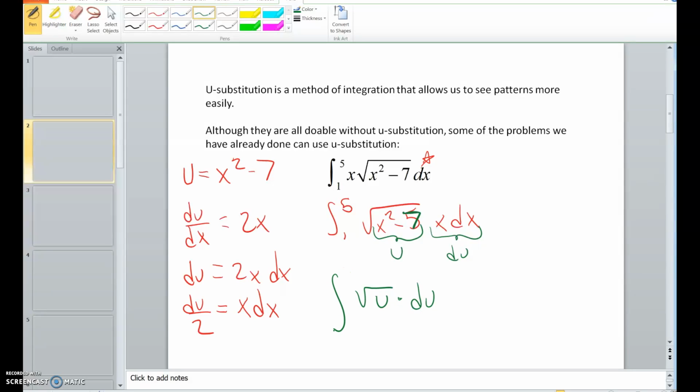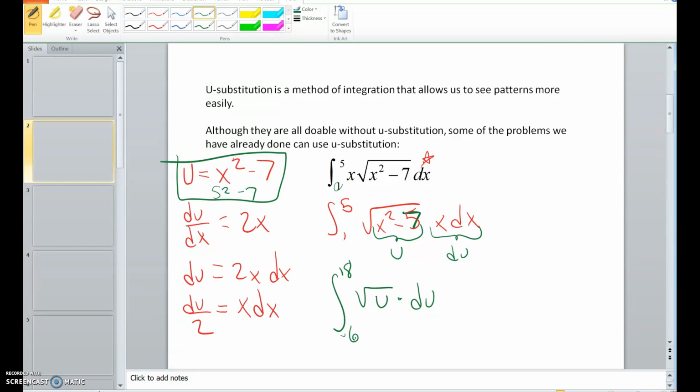When we change variables, we also have to change the bounds of integration. So this was 1 and 5. To figure out the new bounds of integration, you just plug the old bounds into the expression for u. So when I plug in 5, I get 5 squared minus 7, so the new upper bound is going to be 18. Then to figure out the lower bound, you plug in the old lower bound, which was 1, into this expression for u, and you get 1 minus 7, which I think is going to be negative 6.